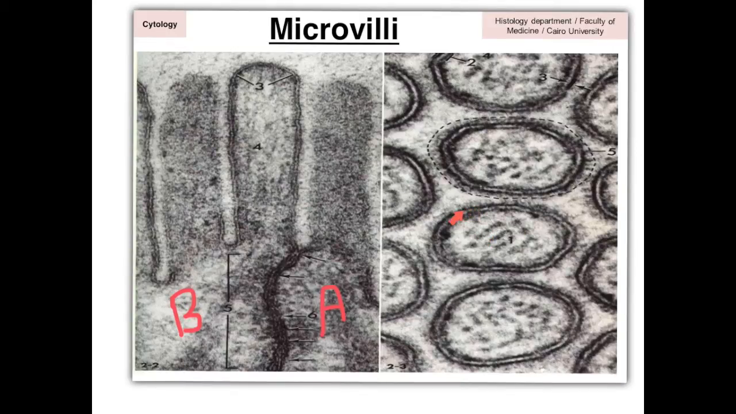And the most important is the presence of this cell membrane. And over the cell membrane, you have this cell coat. So we have cell coat, cell membrane, and inside we have these dots and not microtubules. So this is the microvillus.